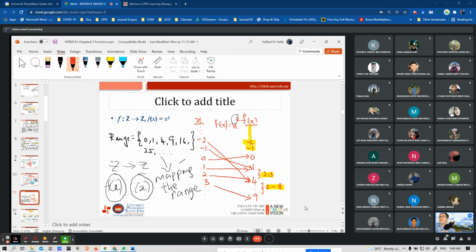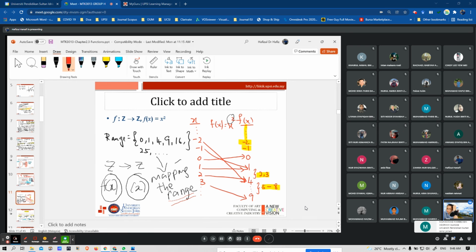We are mapping the range, because the range is a subset of the codomain. Okay, from negative 2 also. If you have the range 0, 1, 4, 9, 16, 25, you can map negative 2 to 4, negative 1 to 1, 0 to 0, 1 to 1, 2 to 4, 3 to 9.